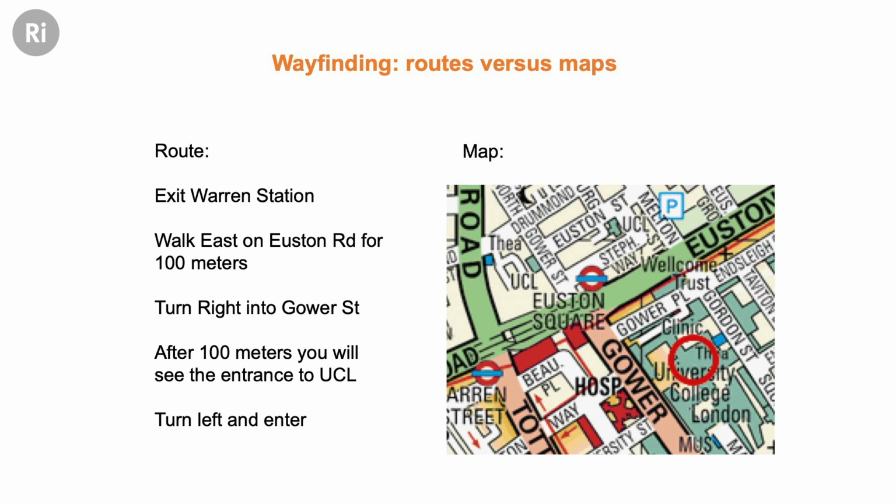So if you give them a route, as shown on the left-hand side here, we might say something like, well, just walk along Euston Road for about 100 meters, and you will come to Gower Street, turn right into Gower Street, and then after about 100 meters, you will be at the entrance to UCL, and just enter, it's on the left, just enter. And that's a series of instructions to walk a certain distance for a certain amount until you see a landmark, and then act in a particular way, turn left, turn right, carry on going forward.